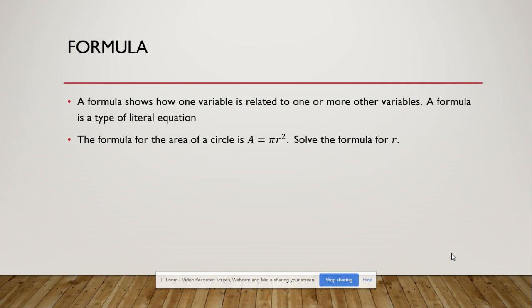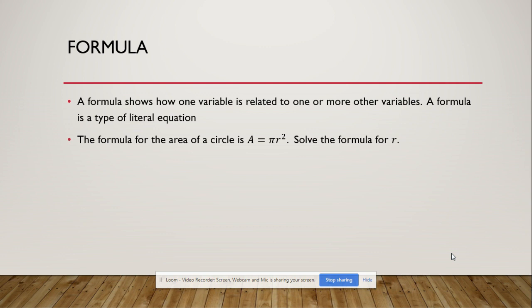Formulas. A formula shows how one variable is related to one or more other variables. A formula is a type of literal equation. We use formulas all the time. They're all over the place. If you've ever worked with area or perimeter, you've used formulas.